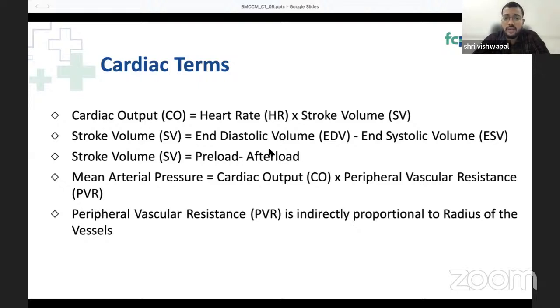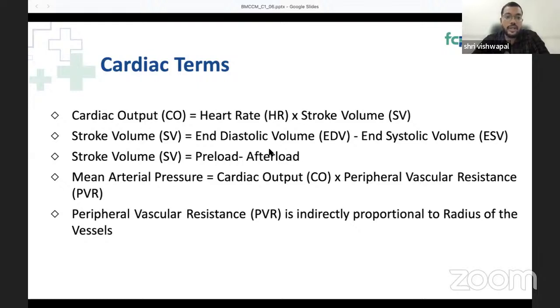So if the end diastolic volume increases, stroke volume increases. If the stroke volume increases, what happens? The cardiac output will increase. If the end diastolic volume or end systolic volume decreases, stroke volume will decrease. When the stroke volume decreases, what happens? Again, going by the first formula, cardiac output will also decrease.